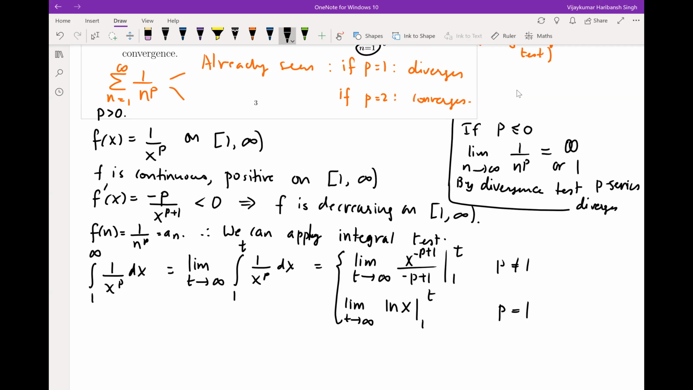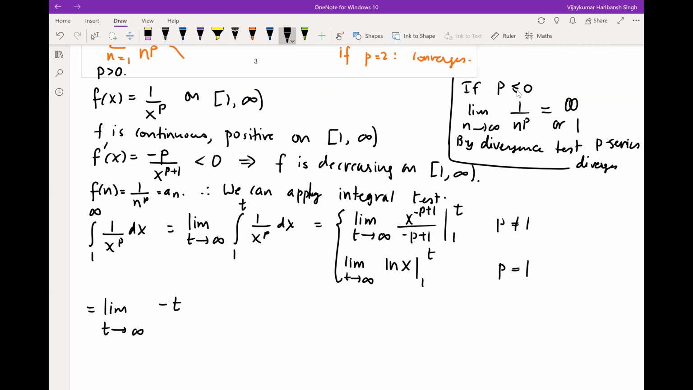Now note that if this power is positive, let me just rewrite it again. So this is going to be the limit as t goes to infinity. So we have t to the power minus p plus 1 upon minus p plus 1 minus, and then I put 1, so I get 1 upon minus p plus 1 if p is not 1, and it is ln t minus ln 1 if p is equal to 1.